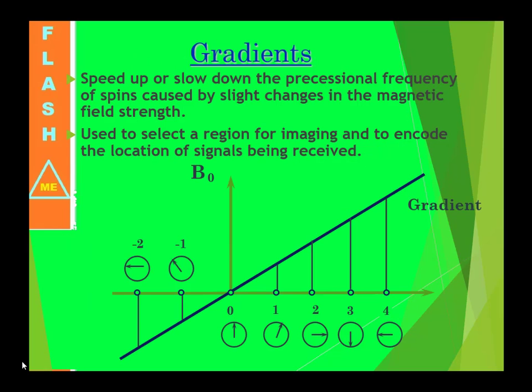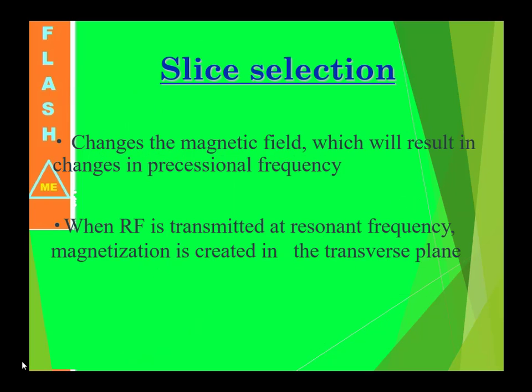Gradients speed up or slow down the precessional frequency of spins through slight changes in the magnetic field strength. They are used to select a region for imaging and to encode the location of signals being received. Slice selection changes the magnetic field, which results in changes in precessional frequency. When RF is transmitted at resonant frequency, magnetization is created in the transverse plane.